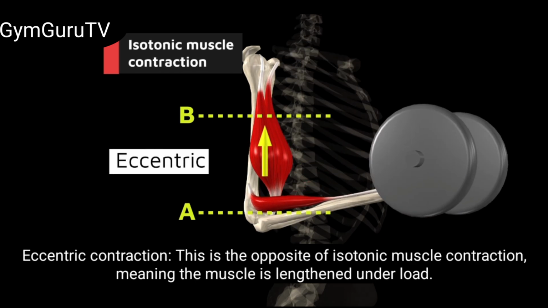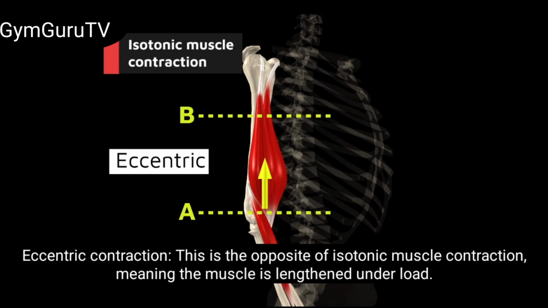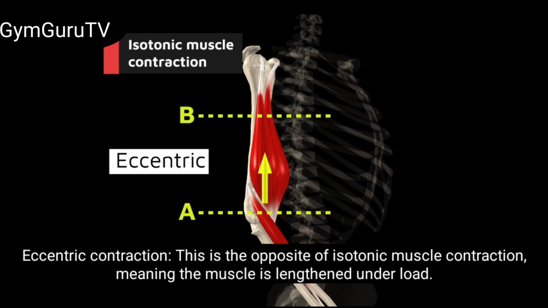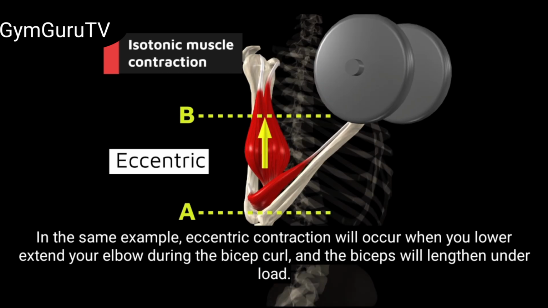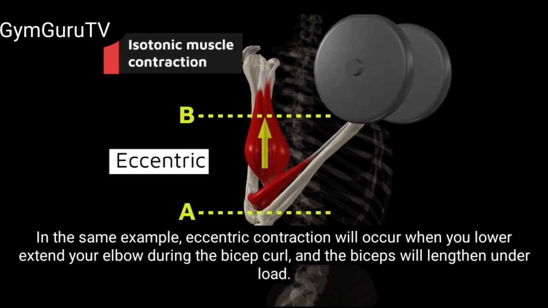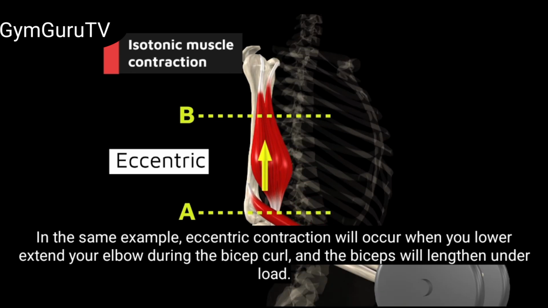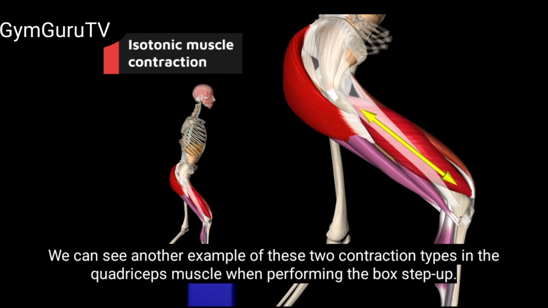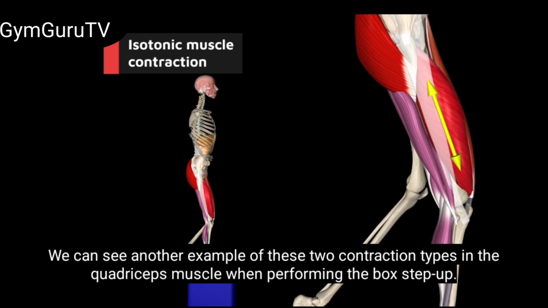Eccentric contraction. This is the opposite of concentric contraction, meaning the muscle is lengthened under load. In the same example, eccentric contraction will occur when you extend your elbow during the bicep curl, and the biceps will lengthen under load.